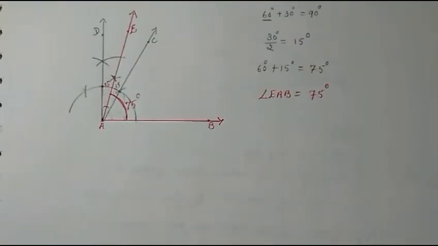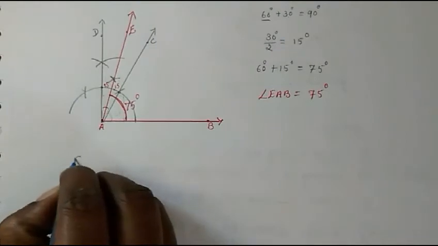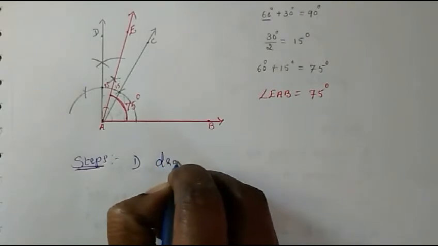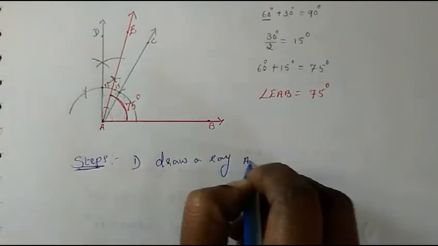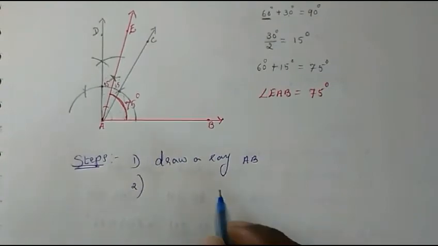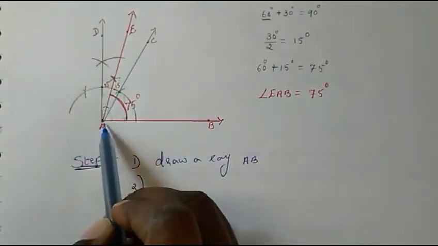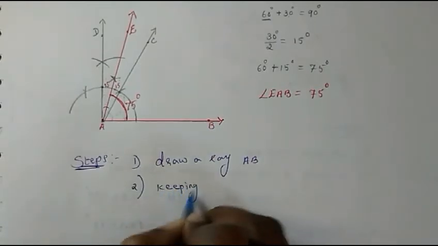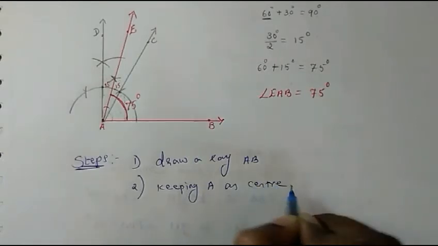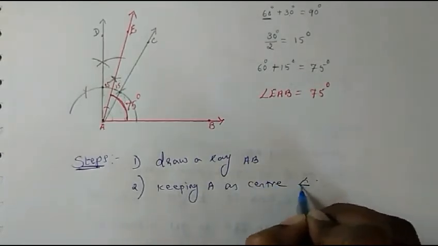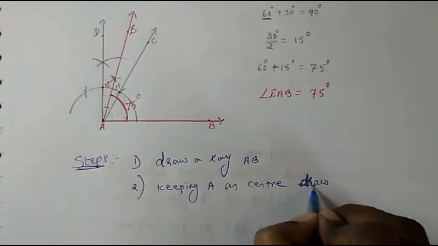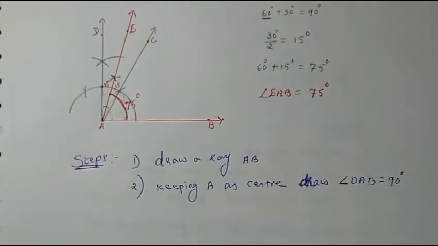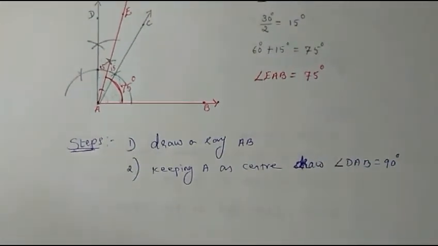So you can write the steps now in your own words. Okay, so first what we did, draw a ray AB. Then what we did, we drew 90 degree, right? DAB. Okay, keeping A as center, draw angle DAB 90 degree.